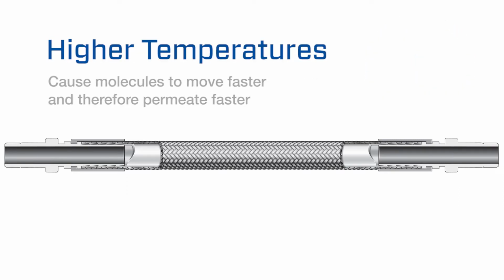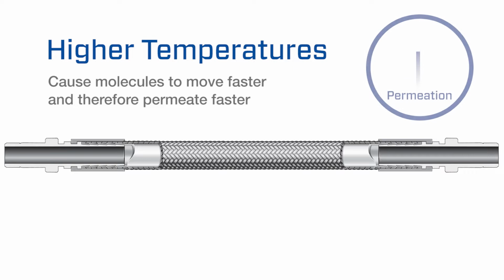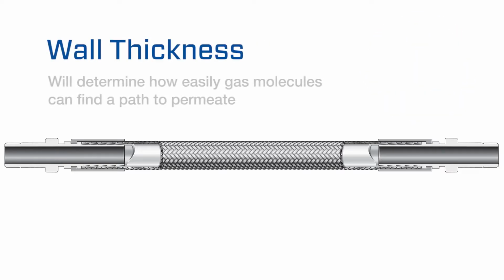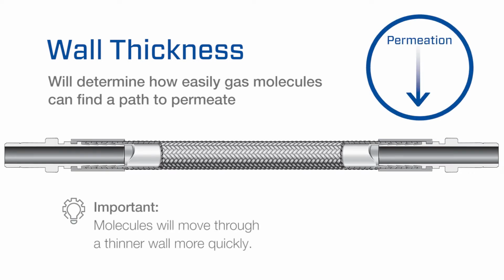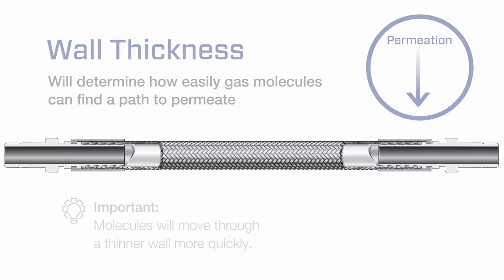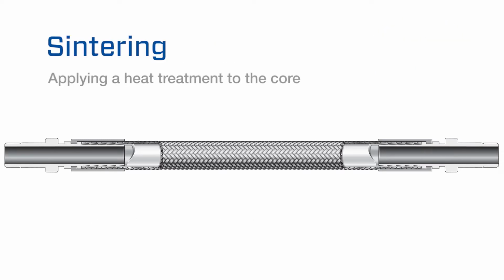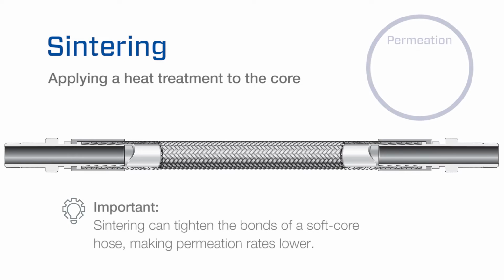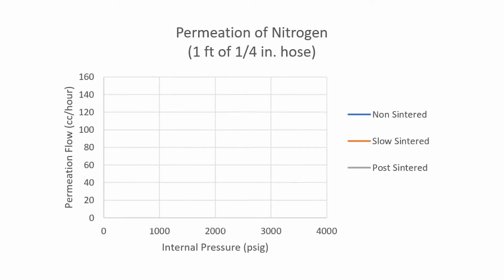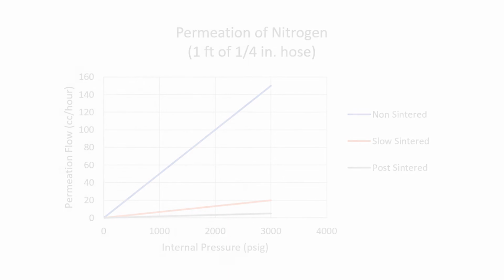Higher temperatures cause molecules to move faster and therefore to permeate the material faster. Core tube wall thickness will determine how easily gas molecules can find a path to permeate the hose. Molecules will move through a thinner wall more quickly. Finally, sintering, applying a heat treatment to the core, can tighten the bonds of a soft core hose, making permeation rates lower. For example, post-sintering a PTFE core will maximize permeation resistance.